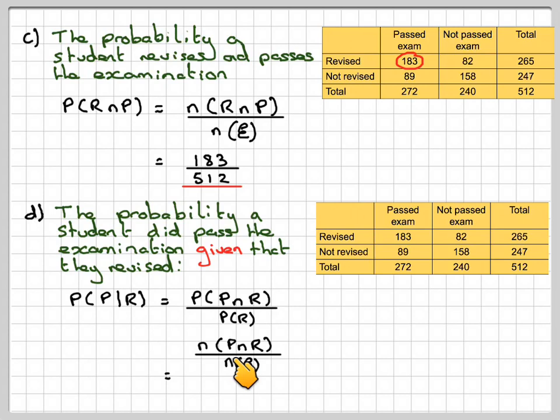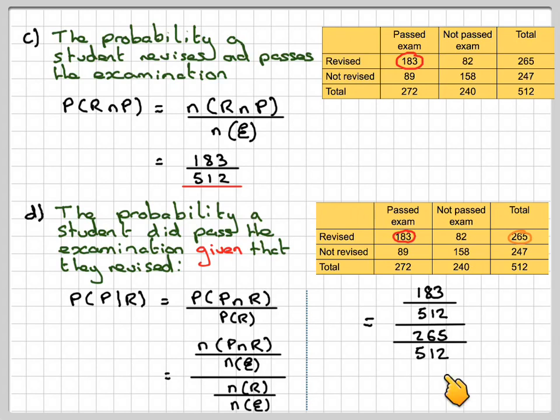That's given by the number in P and R divided by the number in the universal set, divided by the number in R divided by the universal set. So P and R is this one here, 183, out of 512. And revised is this one here, 265 out of 512, which will give you 183 out of 265. You could have got the answer straight away by doing 183 divided by 265, but I just want to show you how the formula works.